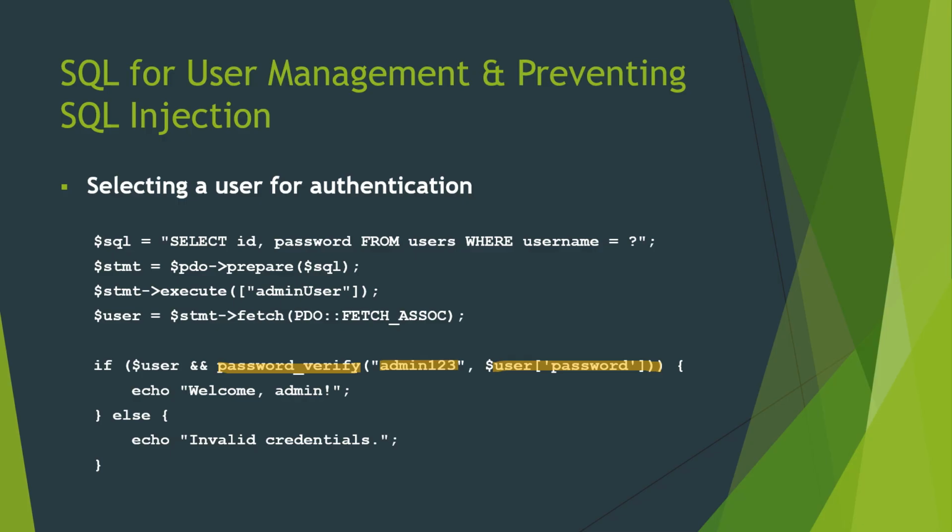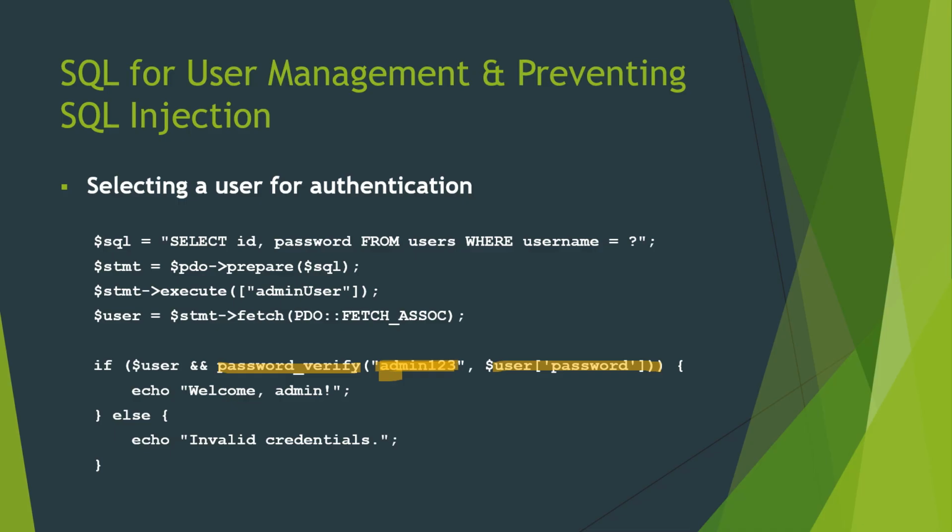And so it automatically hashes the entered password, which is this admin123, using the same hashing algorithm as the stored password, and then it compares the results. If the password matches, then it returns true. Otherwise, it's going to return false. So we're pulling the user's information, and then we're also checking to make sure that password is valid.